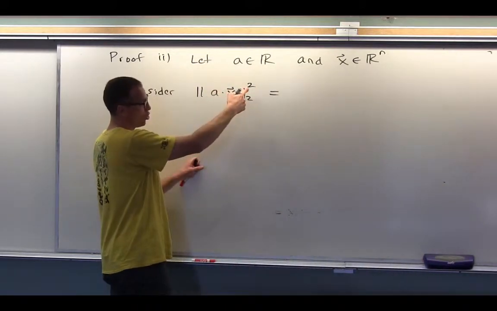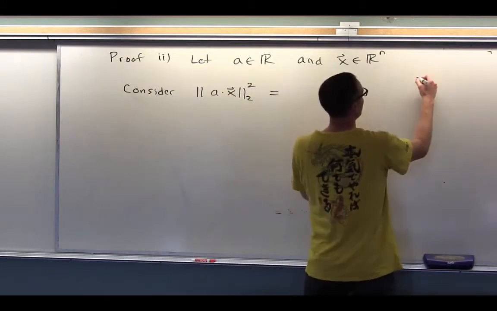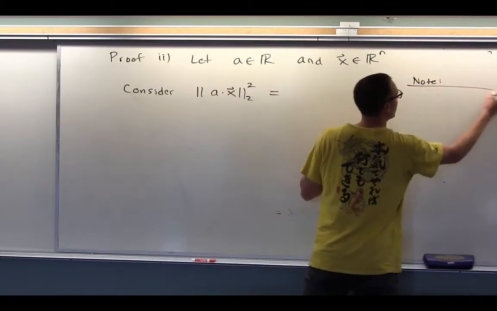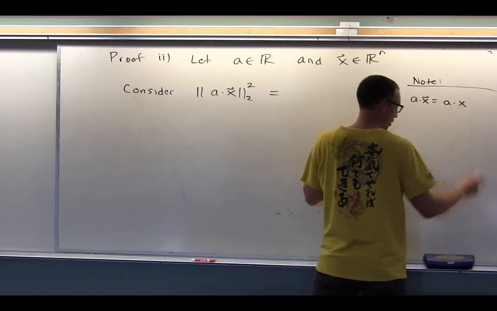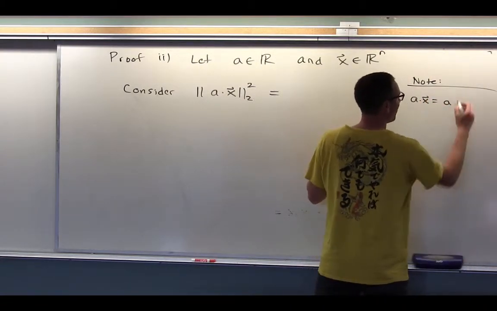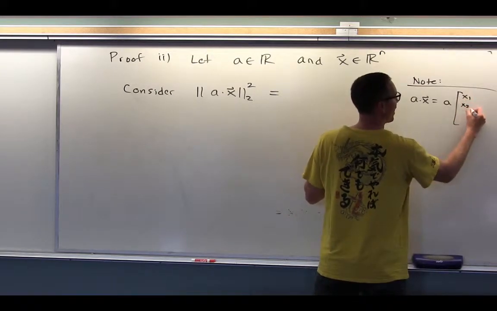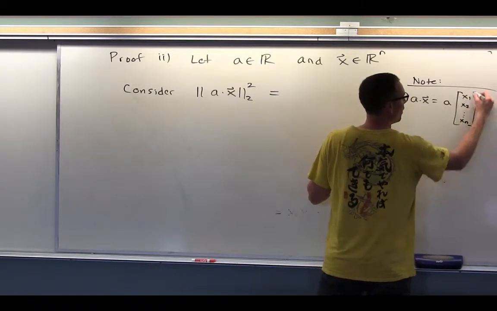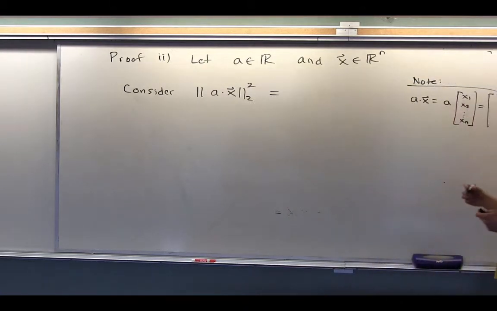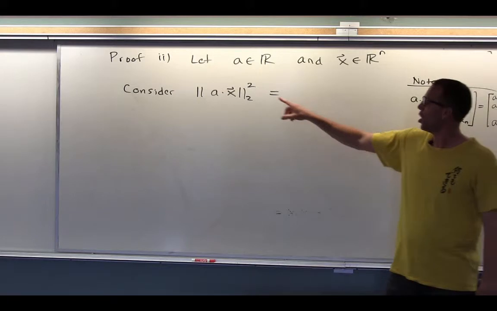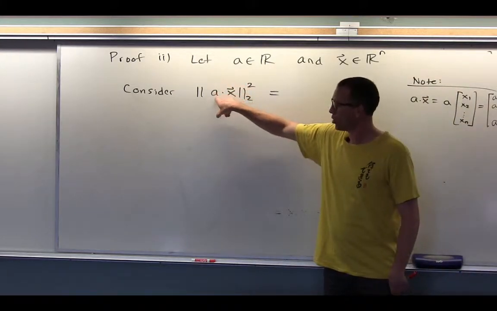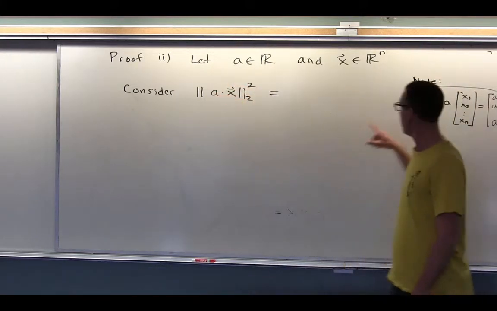What's the 2 norm of this thing squared? Well, let me ask you this. Let's do a side note real quick. a times x, which is a scalar multiplication with the vector x, what would that look like? This is x1, x2, all the way down to xn. What does a scalar vector multiplication do? a x1, a x2, all the way down to a xn, which means if I take the square of the 2 norm of that vector, what happens?